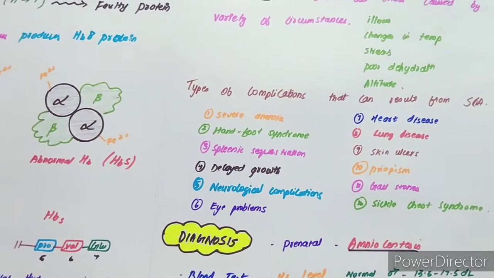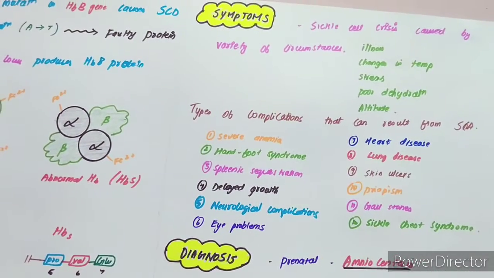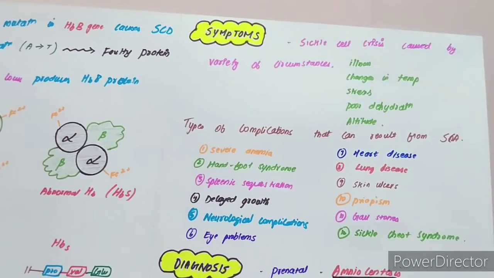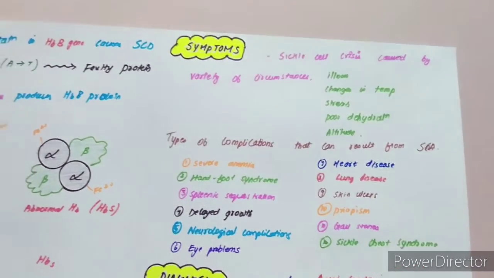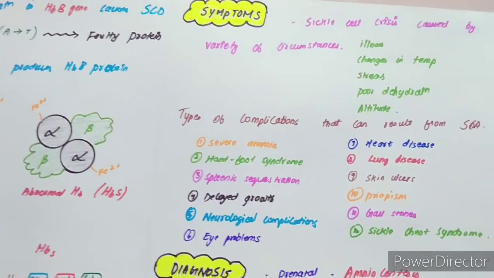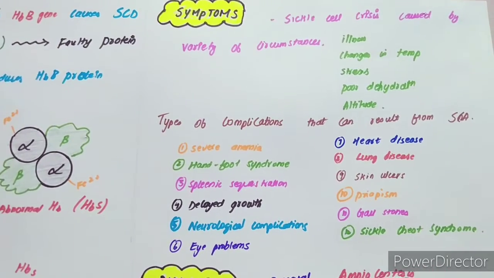Eye problems. Blindness. Blindness is caused by the blockage in vessels supplying oxygen and nutrients to the eyes. It can ultimately damage the retina and lead to blindness. Skin ulcers. Skin ulcers in the leg can occur if small blood vessels are blocked.